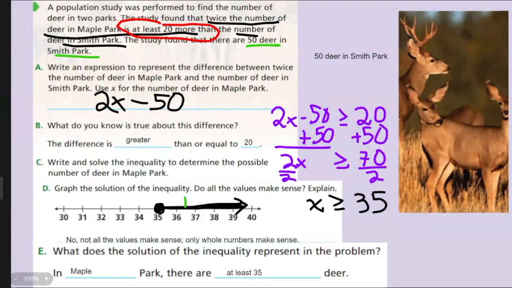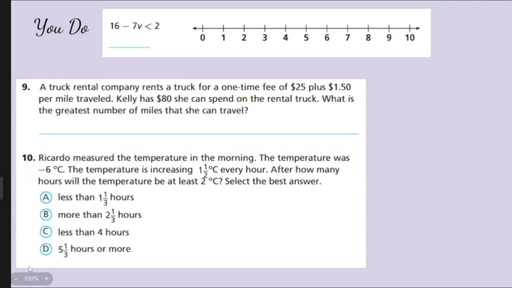Okay. Now here are some practice problems for you to do. One is graphing an inequality. Another one is using inequalities to represent a situation involving a truck rental company. And the last one is using inequalities in a temperature problem.